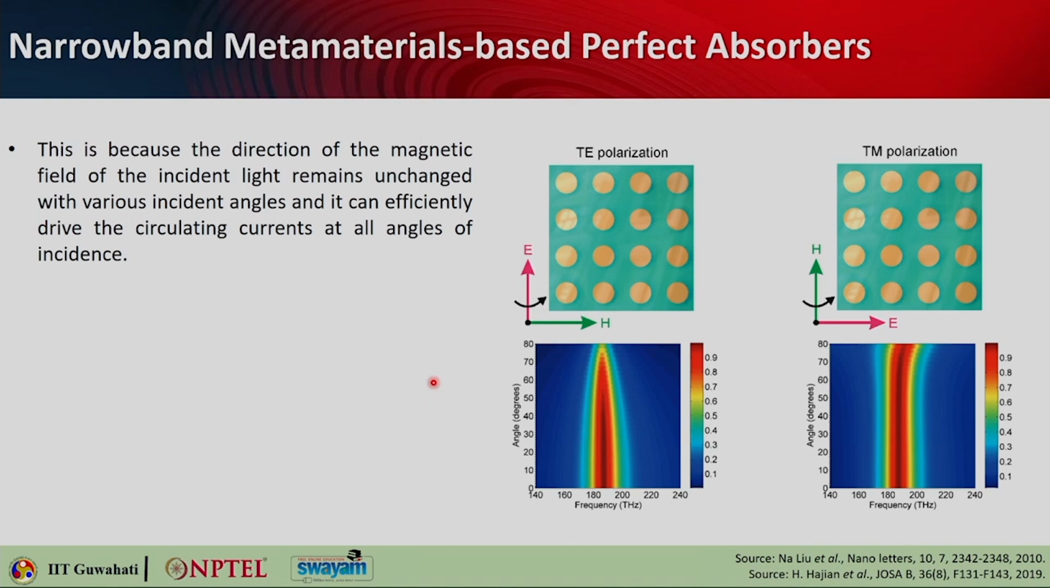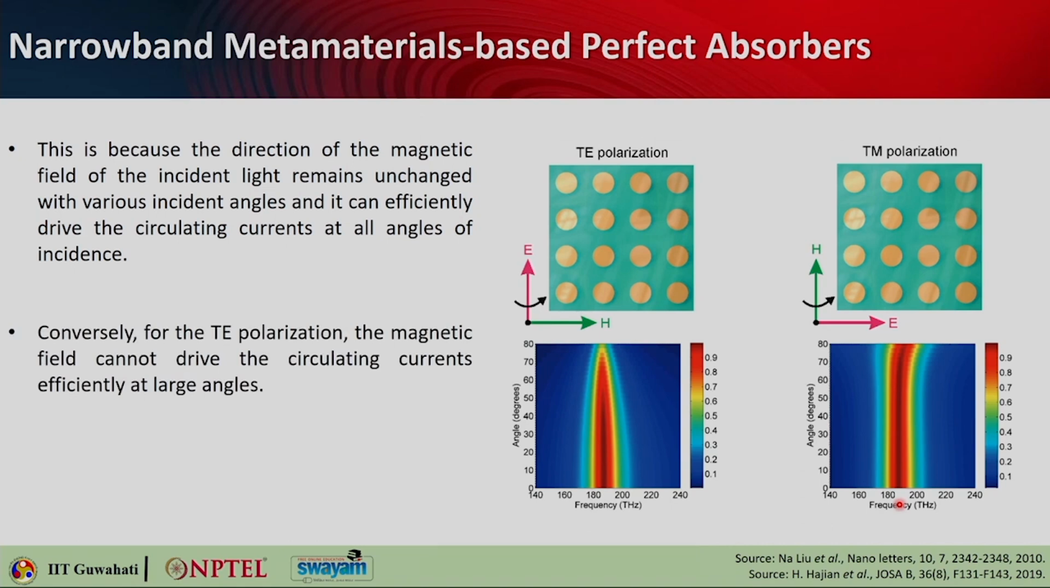And this is because the direction of the magnetic field of the incident light remains unchanged with various incident angles, and it can effectively drive the circulating currents at all angles of incidence. That is why for TM polarization you hardly see any difference.